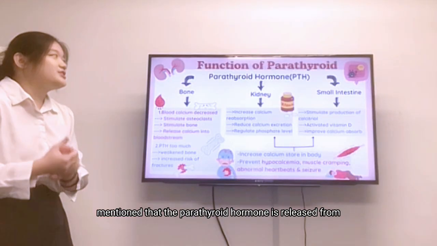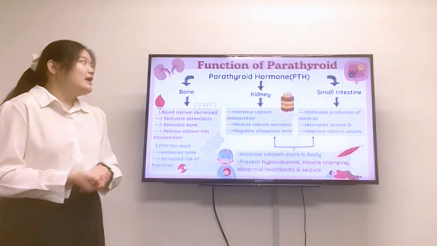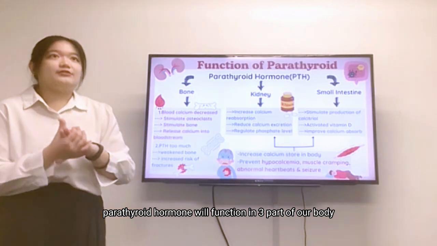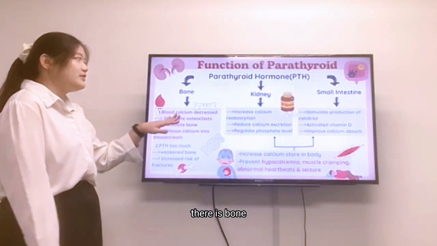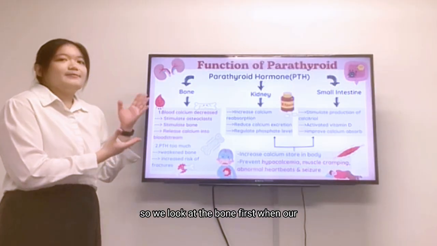So just now it was mentioned that the parathyroid hormone is released from the parathyroid gland. Parathyroid hormone will function in 3 parts of our body: bone, kidney, and also small intestine. So we look at the bone first.